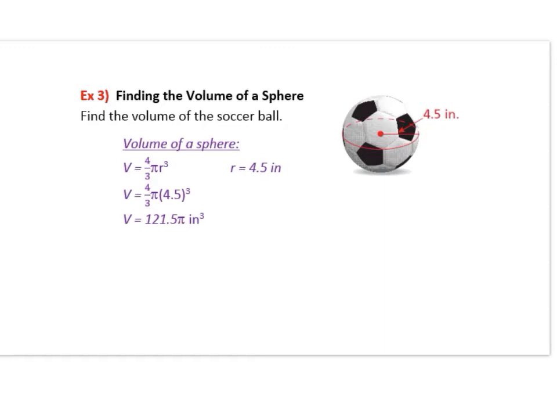Now hit multiply to pi, and this is the approximate volume. You should have gotten 381.704 inches cubed.